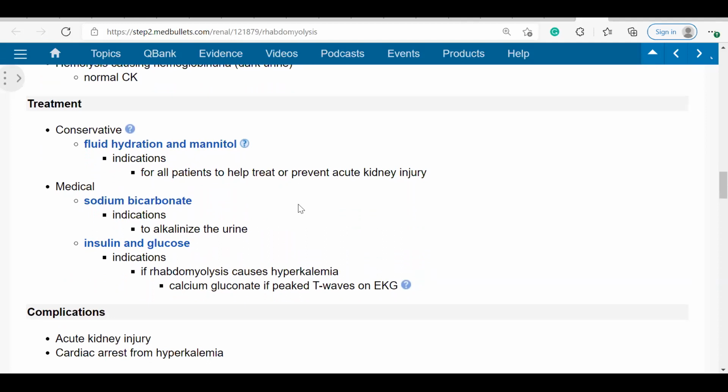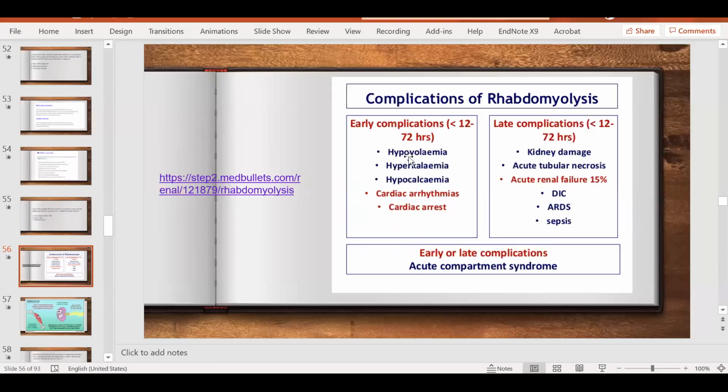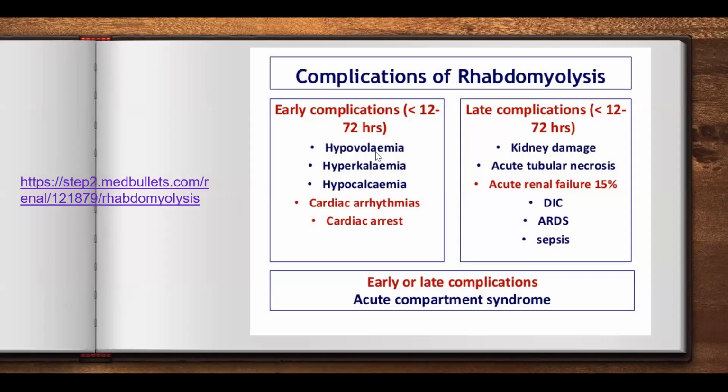The main management for rhabdomyolysis is to rehydrate the patient, because you need to treat or prevent acute kidney injury. Because dehydration usually happens after this muscle necrosis, fluid hydration is the first thing that you do. These are the complications of rhabdomyolysis: hypovolemia, so that's why you give rehydration with normal saline, hyperkalemia, hypocalcemia, cardiac arrhythmia, cardiac arrest. And eventually the patient can get kidney failure also.